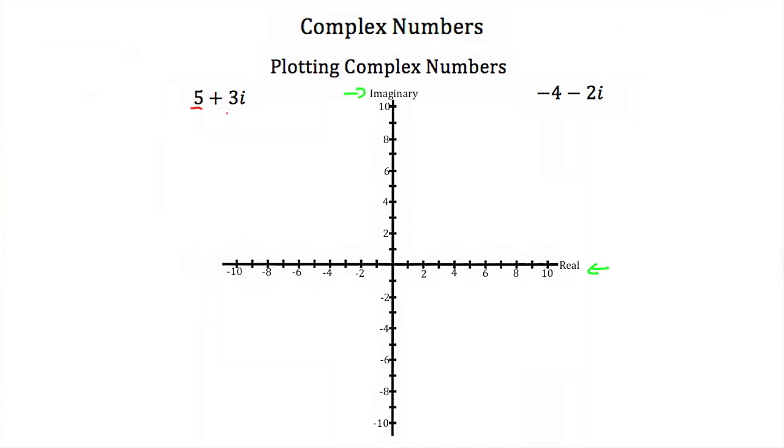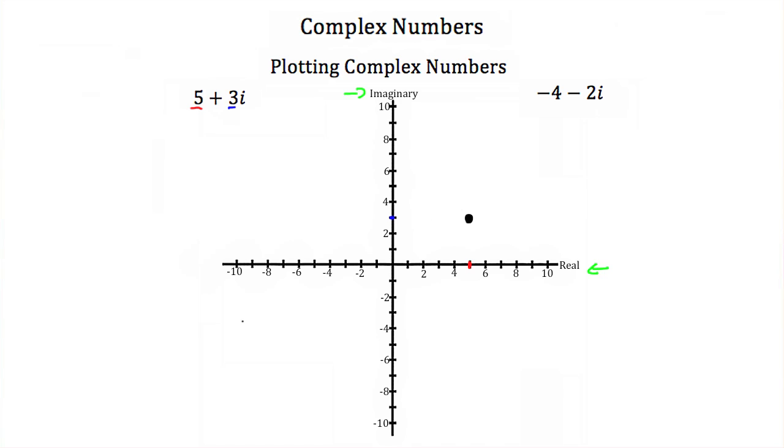So we have a 5. 5 would be right about here. Our imaginary part is 3i. So we go to 3 in our imaginary axis, which is right here. So our point 5 plus 3i would be right about here.